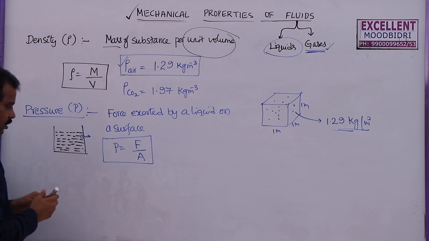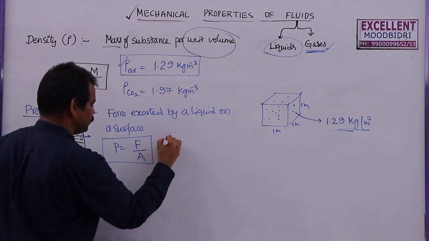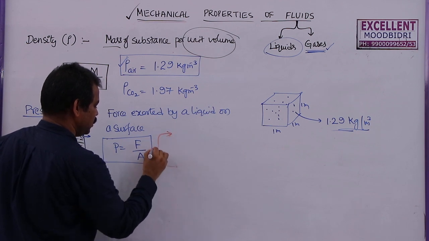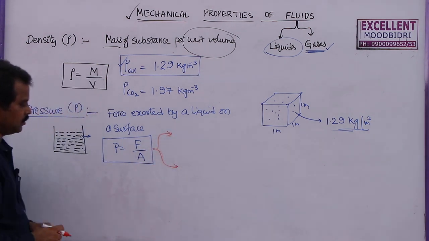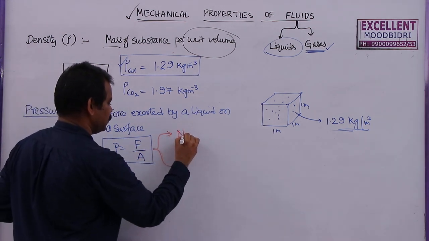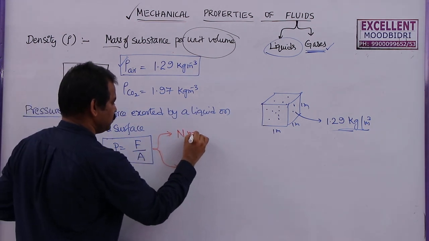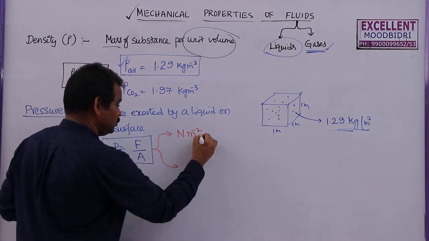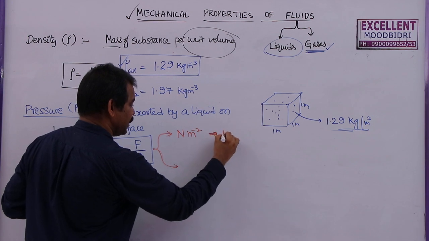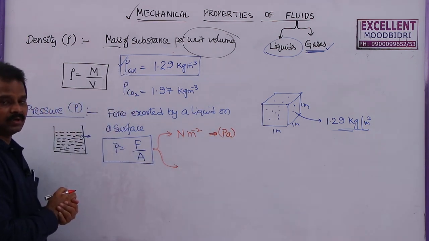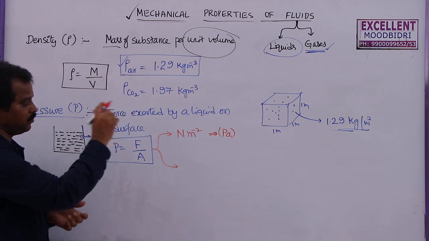So we can write the SI unit and dimension formula for this one. So what is the SI unit for pressure and the dimension formula for pressure? Pressure is force. Force is measured in Newton and the area is measured in meter square. So this is Newton per meter square. This is also known as Pascal. It's the name of a scientist. So 1 Newton per meter square is also called 1 Pascal.